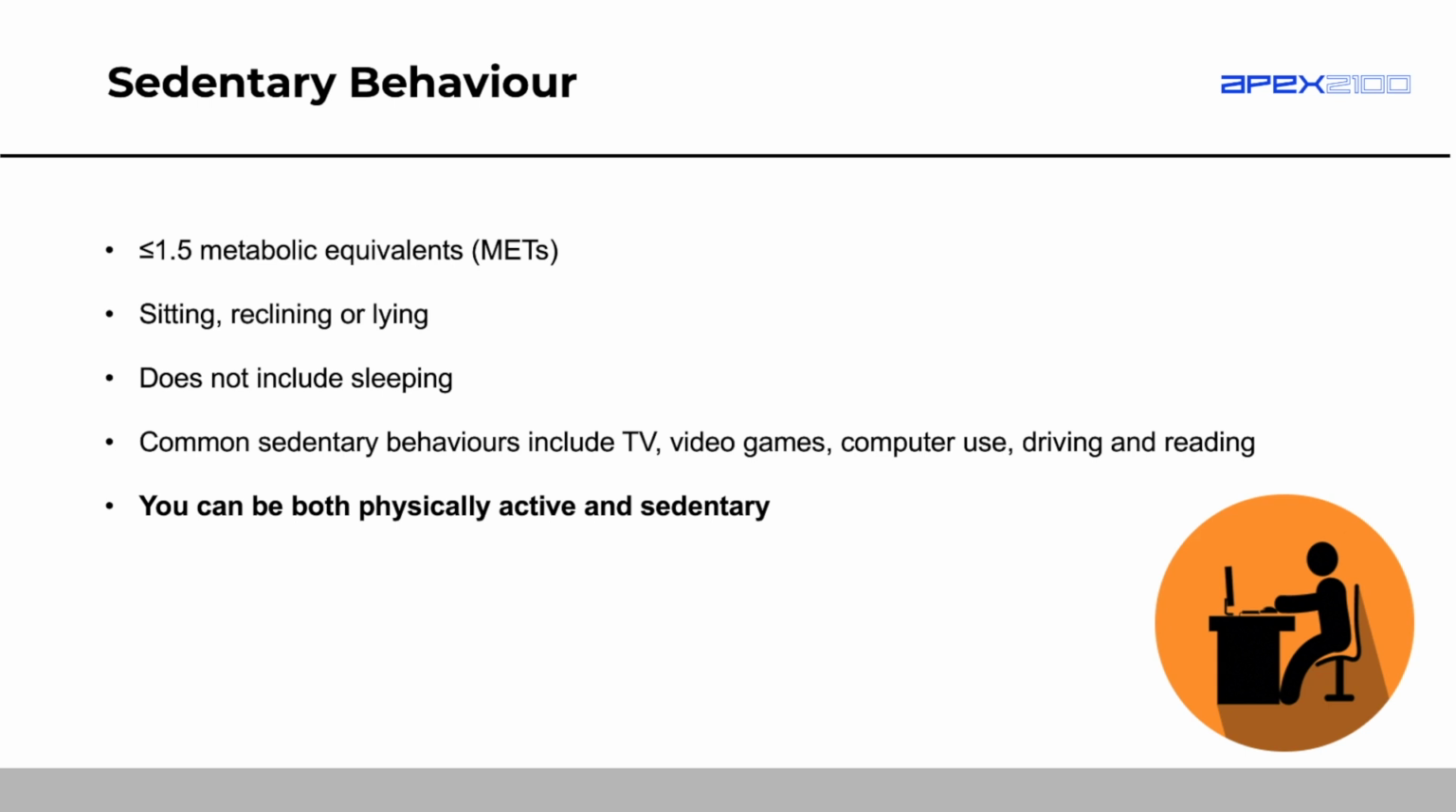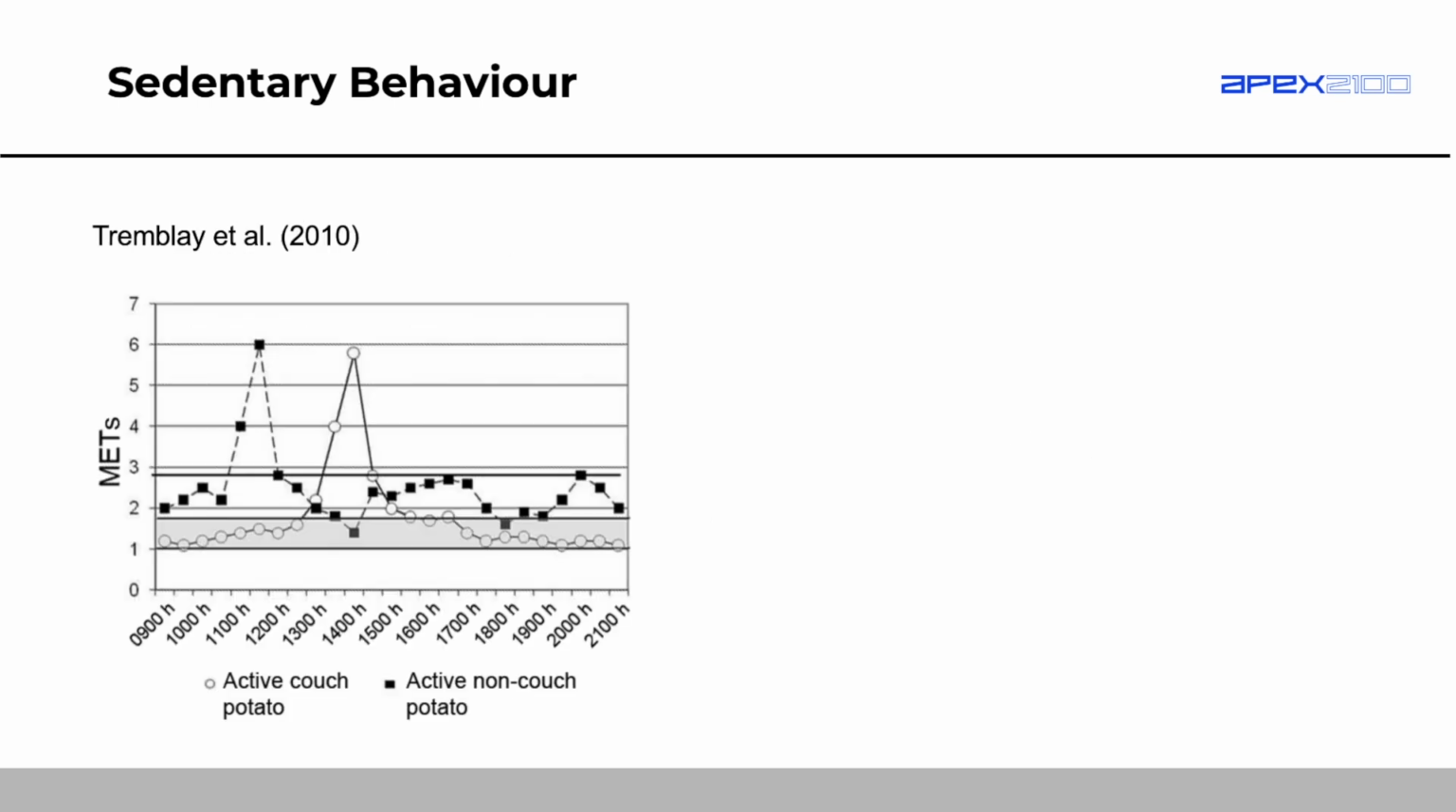But what is interesting is that you can be both physically active and sedentary. So let's have a look at how that might work. How can I be physically active and sedentary at the same time? So on this graph here, we've got METs up the y-axis and time along the x-axis, and we've got the plot of 2 different people on this graph. So person 1 is the black dots and person 2 is the white dots.